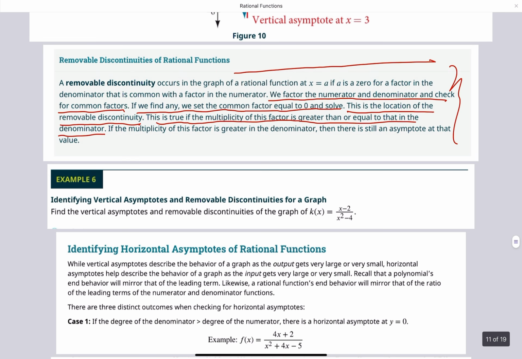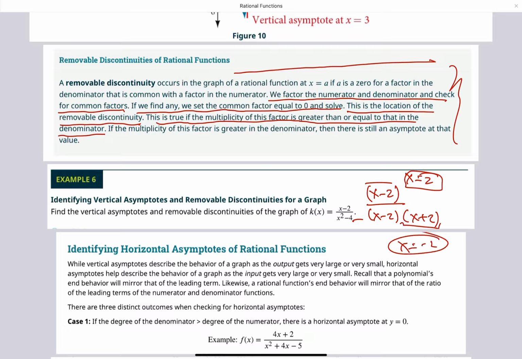Let's have a look at this one. We have x minus 2 divided by x minus 2, x plus 2. Well, this basically means that we do have x equal to 2, which is a hole, right? And we have x equal to negative 2, which is a vertical asymptote. Do we have anything else?